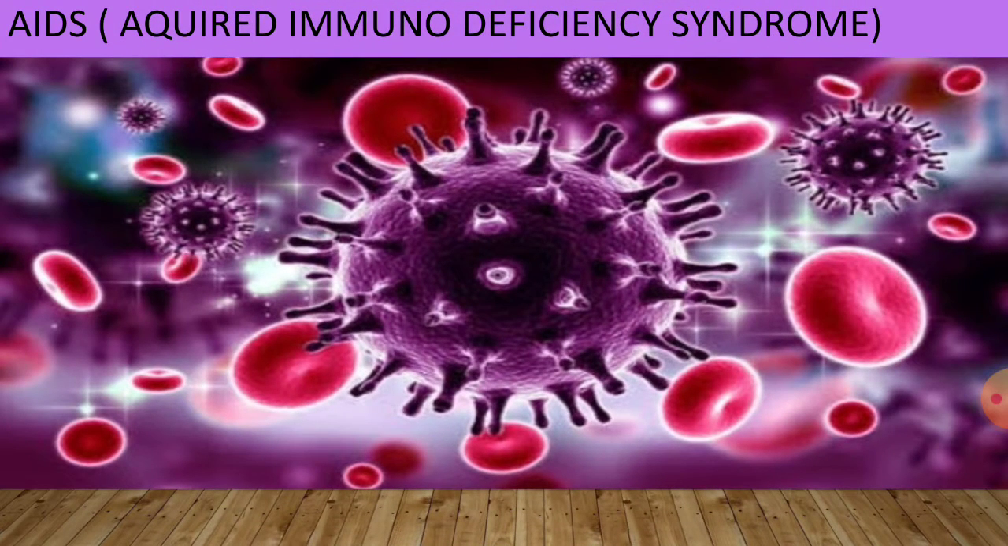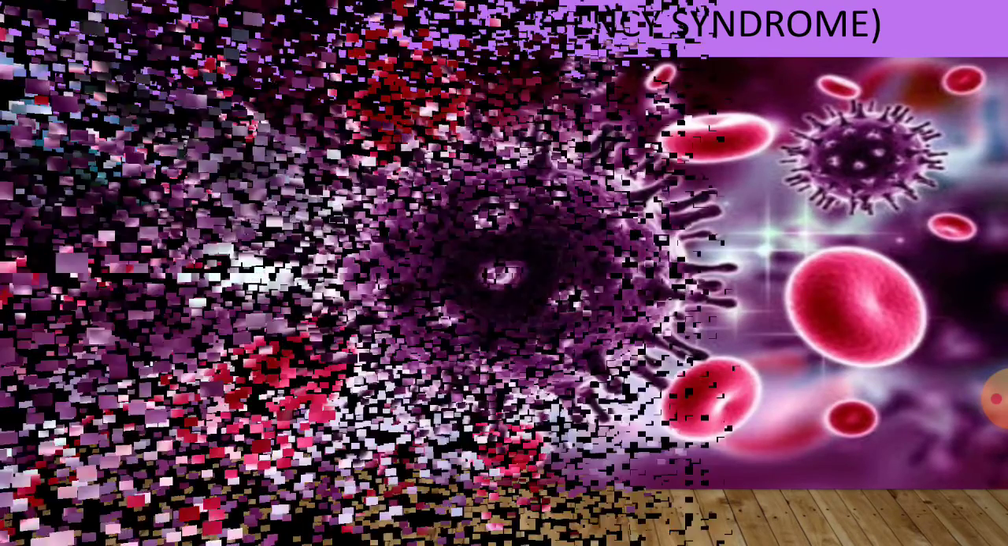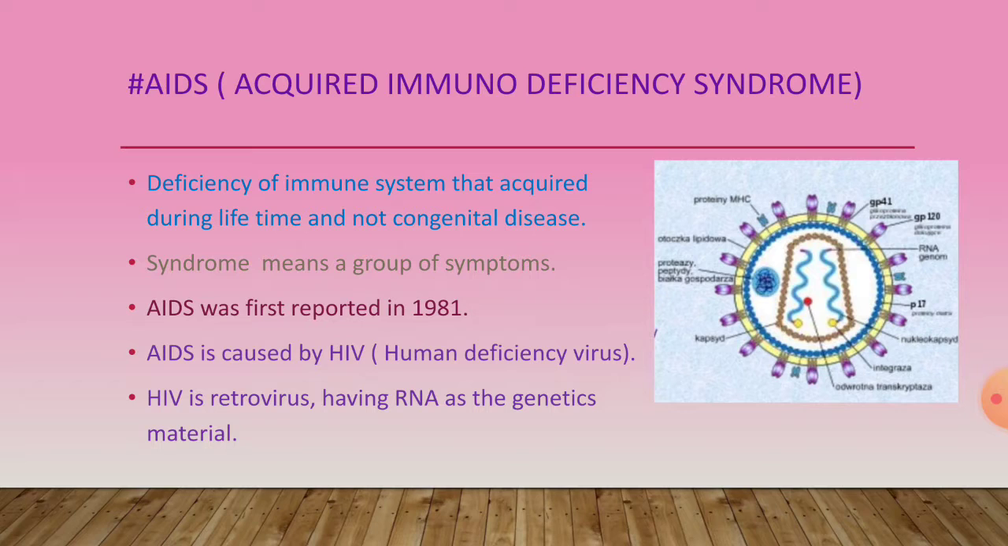Now we will study the major disease which is AIDS. Full form of AIDS is acquired immunodeficiency syndrome. Now, what is AIDS? Deficiency of the immune system that is acquired during lifetime and is a non-congenital disease. Syndrome means a group of symptoms. AIDS was first reported in 1981. AIDS is caused by HIV, the human immunodeficiency virus. HIV is a retrovirus having RNA as the genetic material.